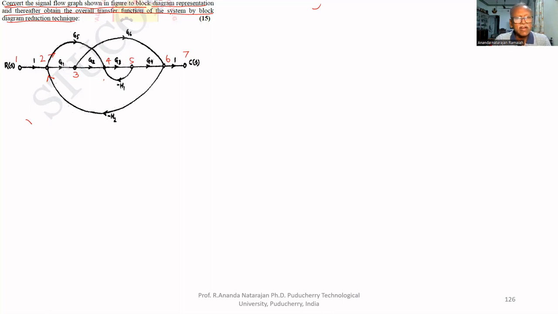We cannot take away from a summing junction. We can have only one output for a summing junction. We cannot have two outputs for a summing junction. That is the problem with the block diagram representation. That's why this point we have to draw like this.